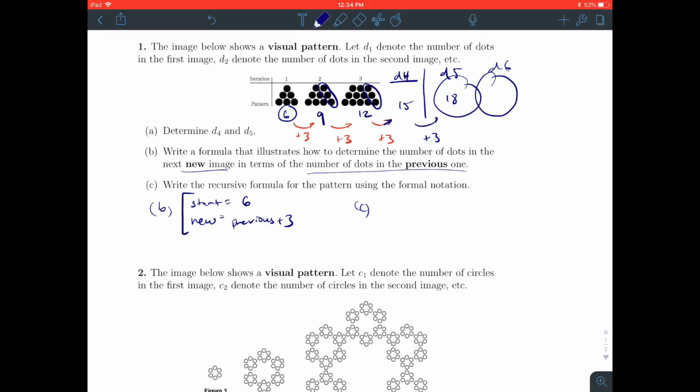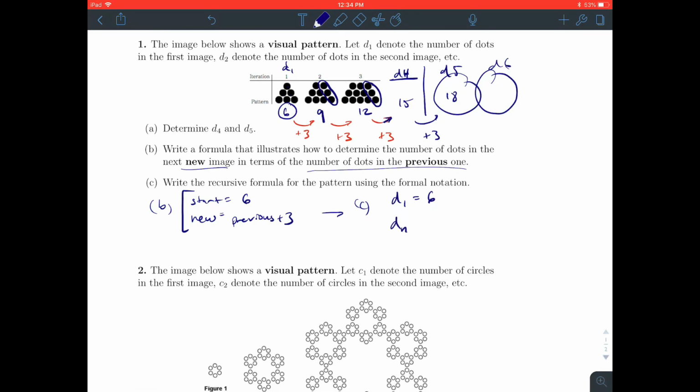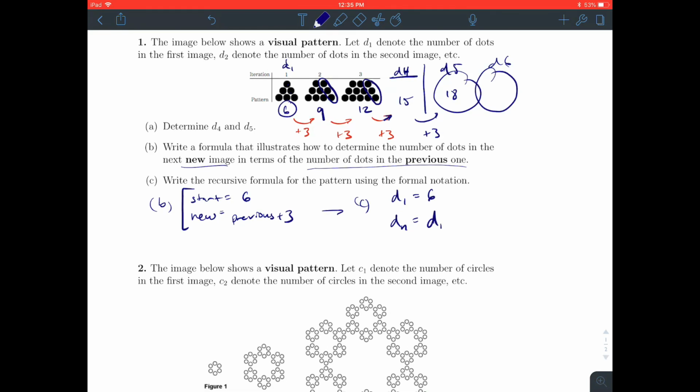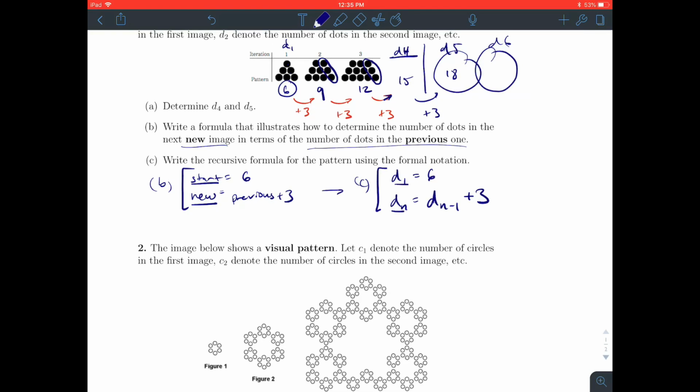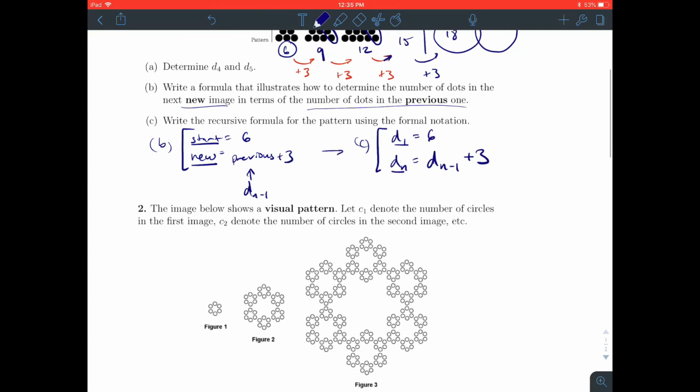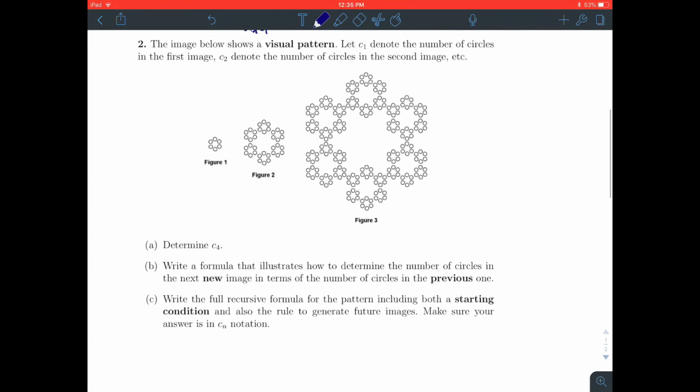What we're going to do now in part C is rewrite these using formal notation. For formal notation, the start value is D1. So D1 equals 6. For the new one, that's D sub n equals the previous, D sub n minus 1, plus 3. So notice there's a direct correspondence here. The starting value is D1. To get the new value, that's Dn. And if the new value is Dn, the value that came before is D sub n minus 1. So we use D sub n minus 1 for the previous one, the one that came before the nth one. All right, so that's done with problem 1.